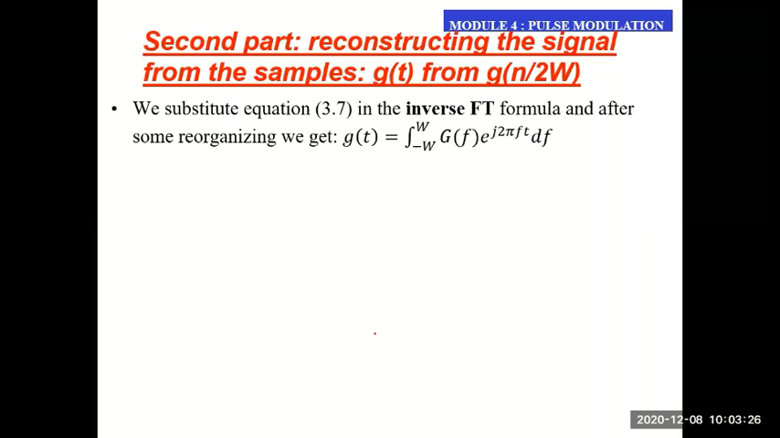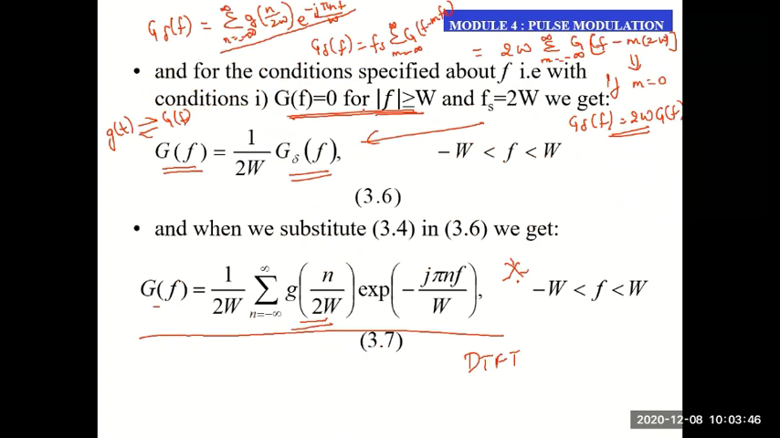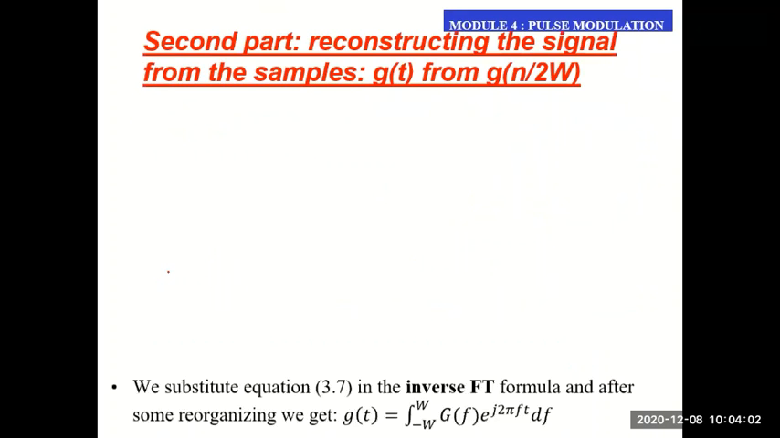So now we have equation 3.7. We'll take that equation 3.7 and substitute it in the inverse Fourier transform formula. So what was the inverse Fourier transform? We had equation 3.7 for G of f. Please remember this equation. This is defined for G of f. From this, I'm trying to get back g of t. How will I get back g of t from G of f? What is the IFT equation?